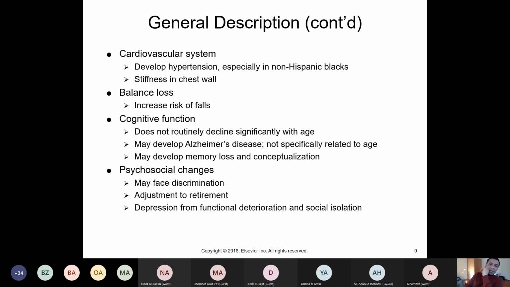Oh, there are cardiovascular system changes. In non-Hispanic black males, they tend to be at highest risk for developing high blood pressure. Non-Hispanic Africans, African Americans, I would say.